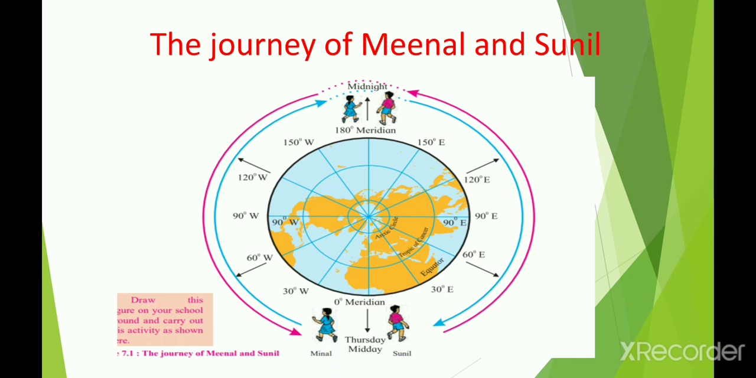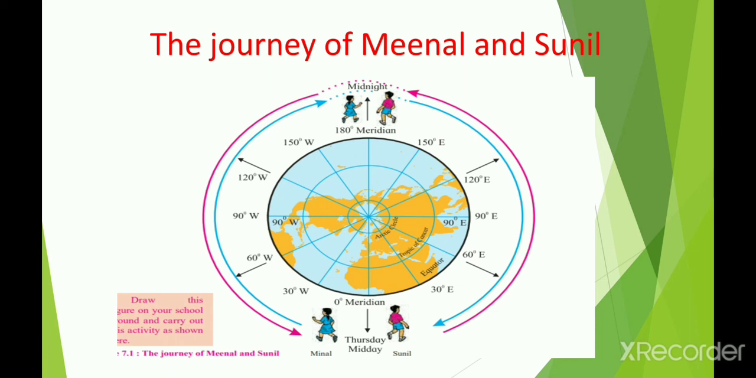When Sunil starts the journey at midday 12 on Thursday, when he reaches 30 degree east, it is 2 p.m. When he reaches 60 degree east, it is 4 p.m. On the 90 degree east, it is 6 p.m. See, in this way the time is different. The time is moving ahead because Sunil has moved eastward.